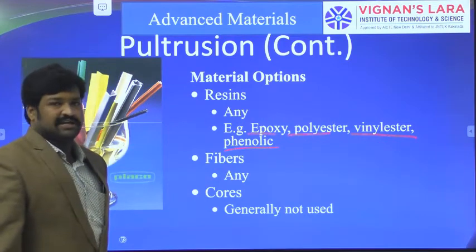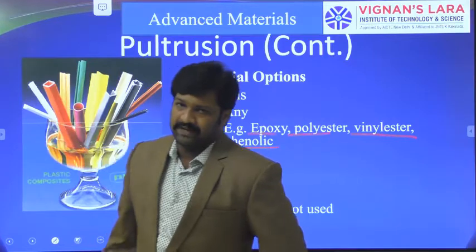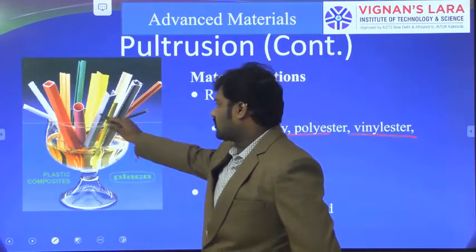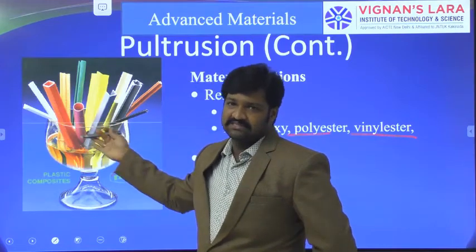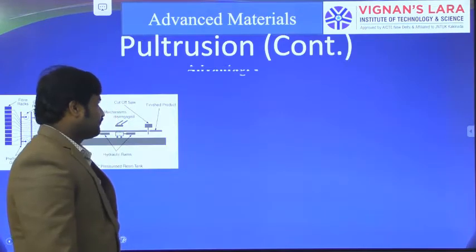Next, cores. Generally we are not using any cores. Generally a core is used for obtaining the desired thickness, to get the desired structure. But here the cross section is obtained by means of the die itself, so we are not using any cores.